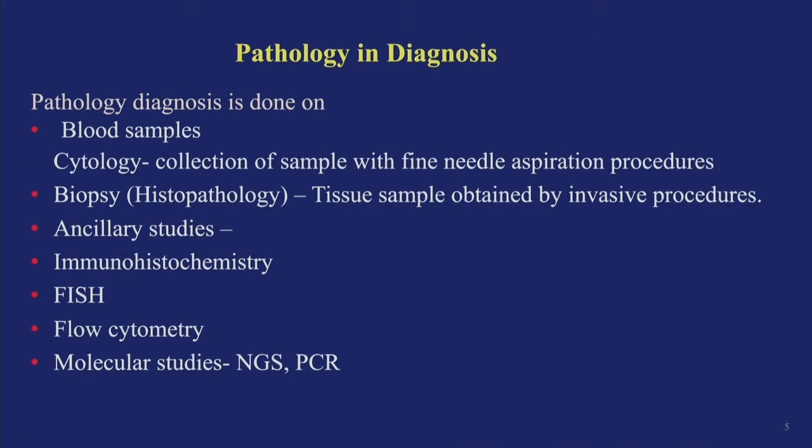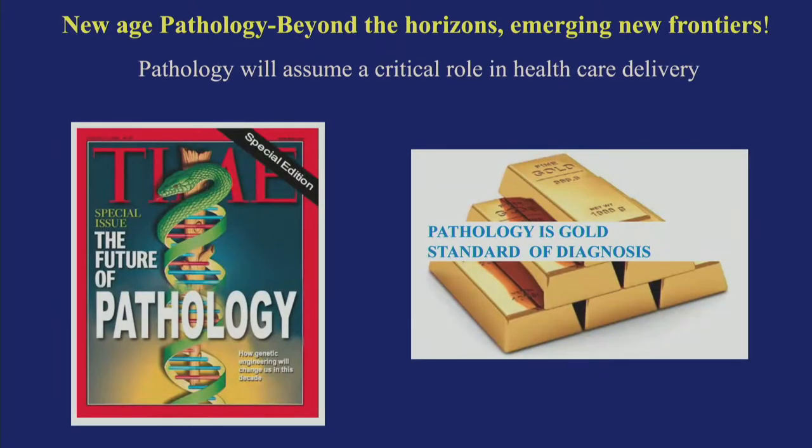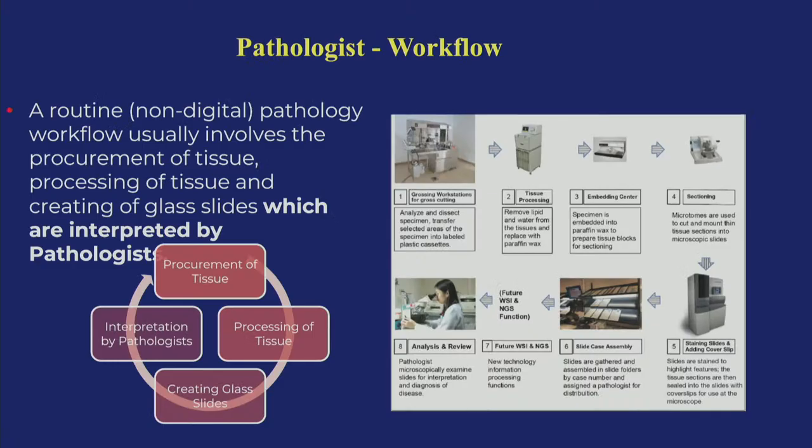Diagnosis in pathology is done on blood samples, on biopsy samples, and then we use further ancillary studies like IHC, FISH, flow cytometry, and molecular studies. So there has been a lot of updates. Even the Time magazine says that pathology has grown beyond their horizons, and we play a critical role in healthcare. So today we'll talk on the role of the pathologist, particularly with the tissue samples and oncopathology.